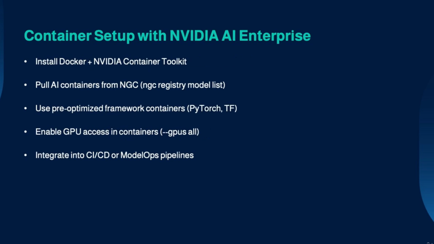Once your drivers and operators are in place, you can start running AI workloads inside containers. First, install Docker and the NVIDIA Container Toolkit, which allows containers to use GPUs. Then, pull AI containers directly from the NGC registry. You'll find PyTorch, TensorFlow, Rapids, and even ready-to-use inference servers. When launching containers, use the --gpus all flag to grant GPU access. From here, you can integrate your container workflows into CI/CD pipelines or full ModelOps automation.